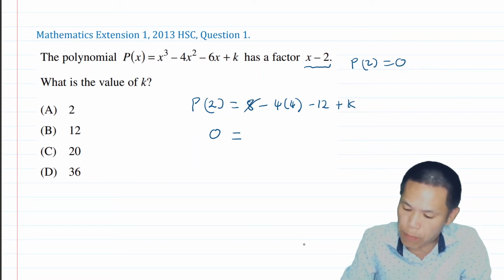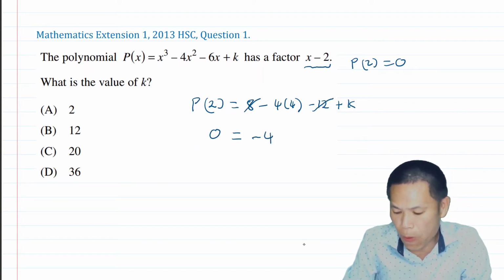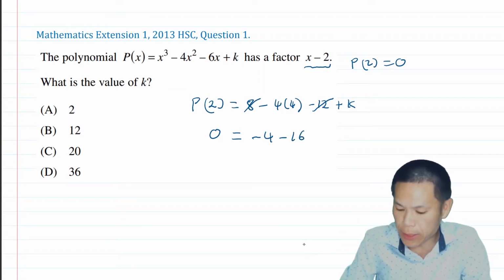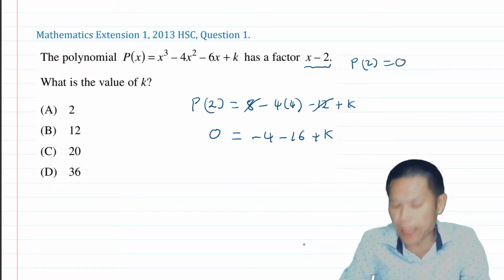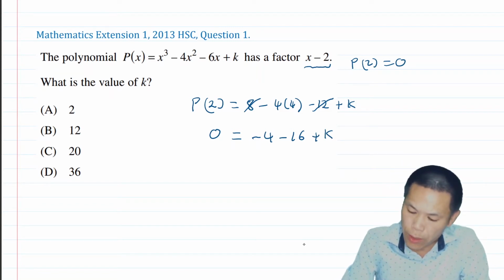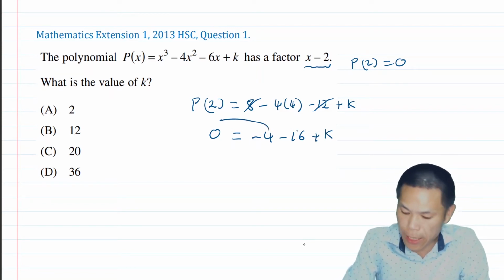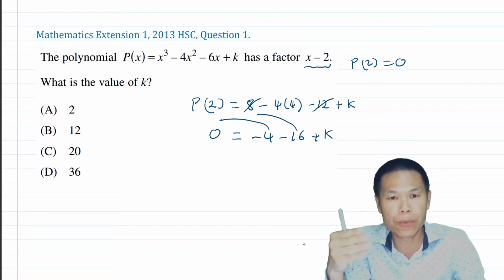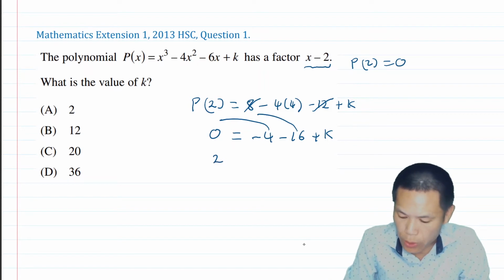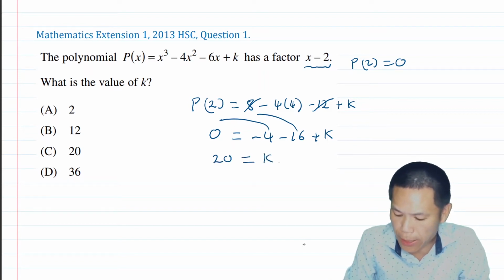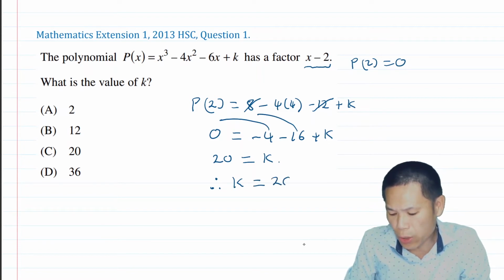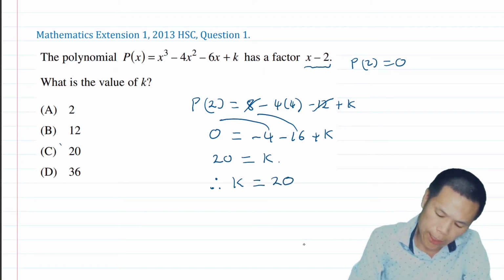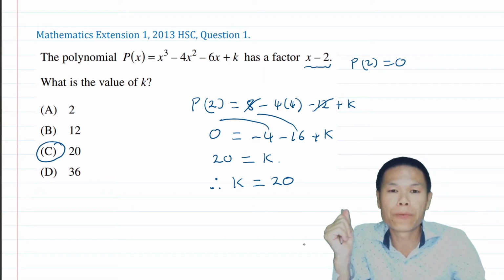Now I go, this minus 12, which is negative 4. And minus 16 because 4 times 4 is 16. And we plus k. Then we move the negative 4 to this side and the negative 16 to this side. It becomes 4 plus 16, which is 20. So 20 is equal to k. In other words, therefore k is equal to 20. So the answer is C. There you go.